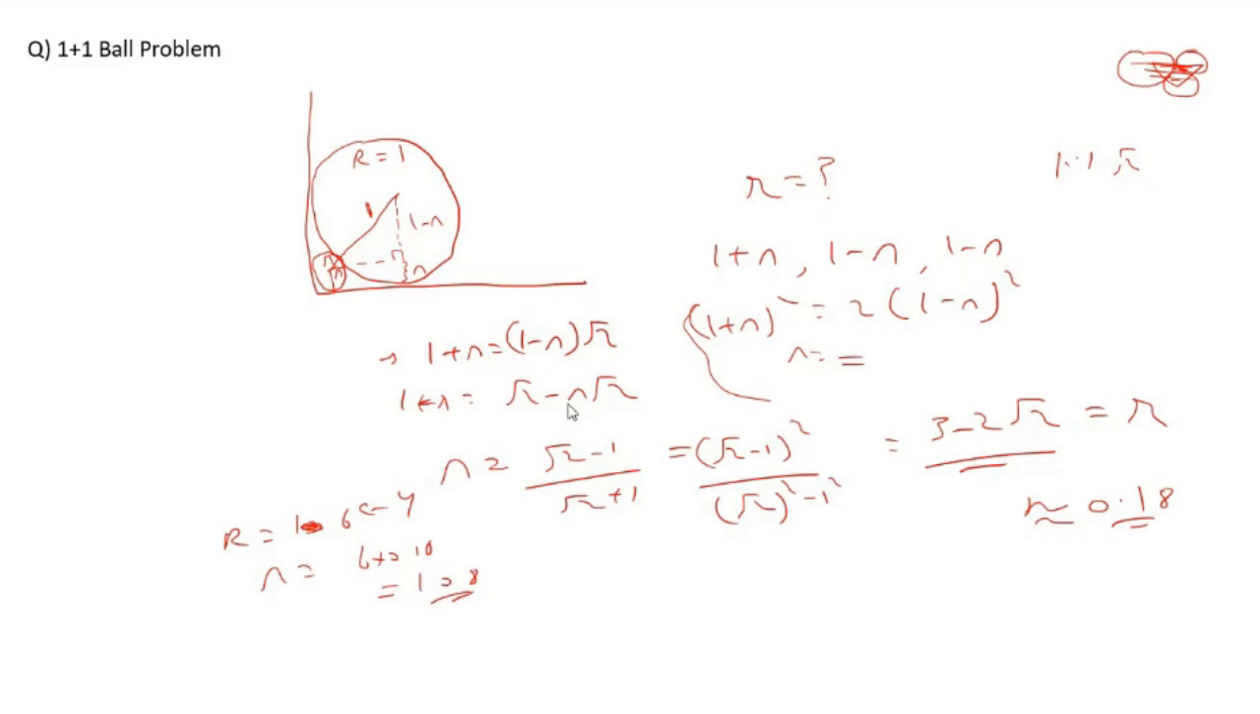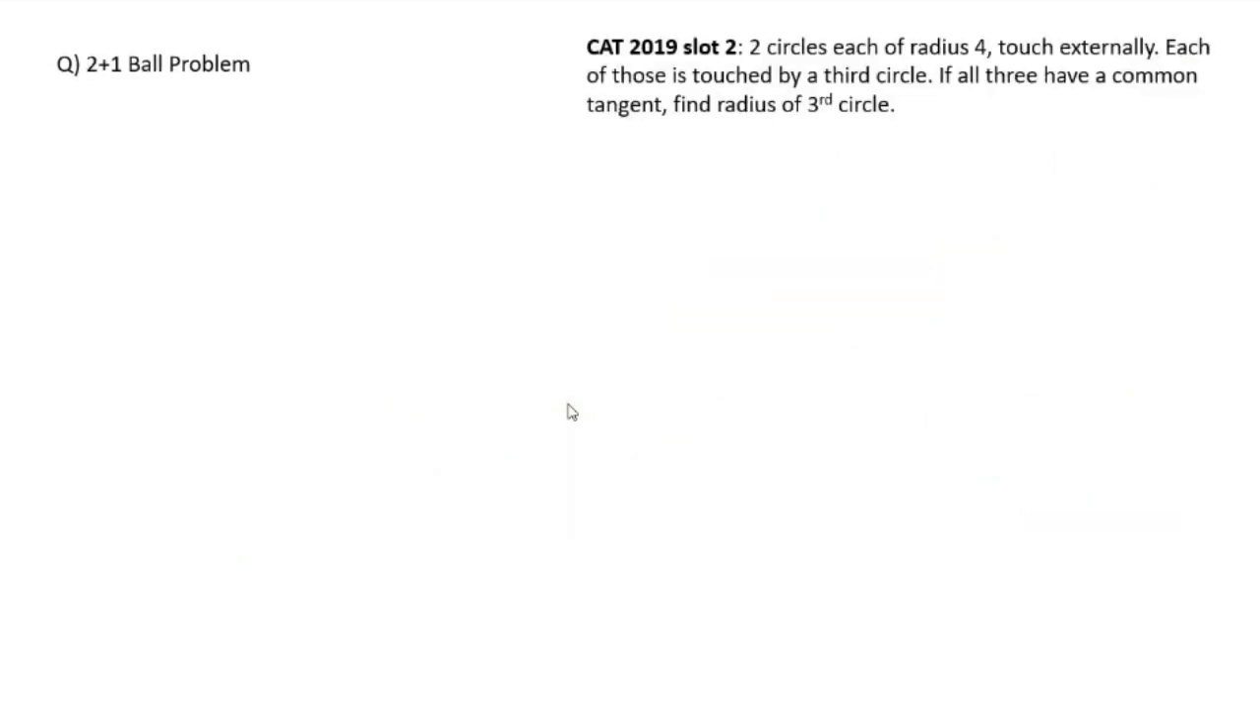Now coming to the next one, which is a 2 plus 1 ball problem, and this was asked in CAT 2019 slot 2. If somebody had done this earlier, this would have taken 3 or 4 seconds to do in the exam. So what is a 2 plus 1 ball problem?